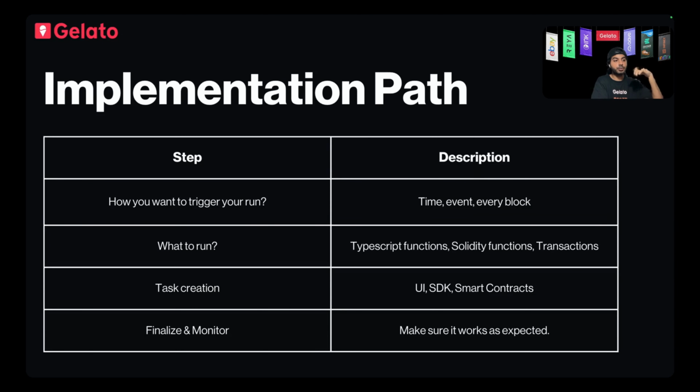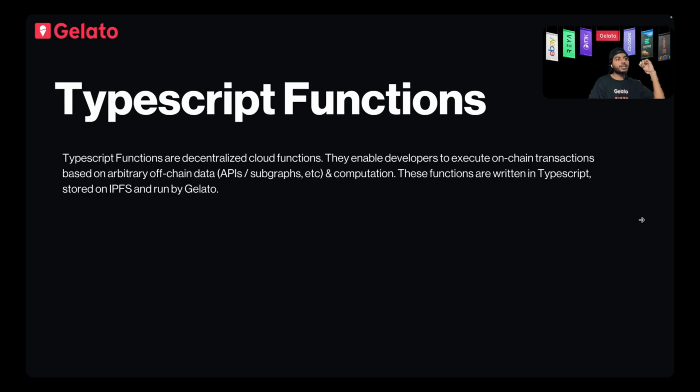Then the next step would be to decide how you'd like to create the task. Basically, there are three ways of creating a task. You can do it via the UI, via the SDK, or via the smart contract. And the last thing would be to finalize and monitor these things, just to ensure that things are working as expected and everything is working according to your needs, and the automations are running and tested against your target contract. Perfect. Let's dive right in.